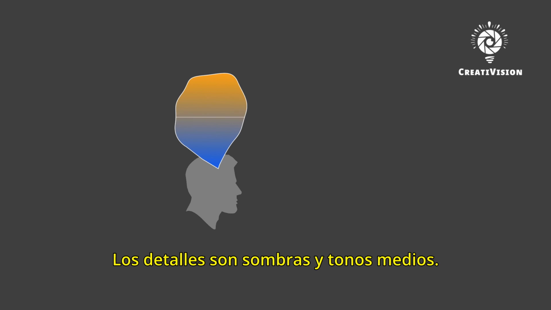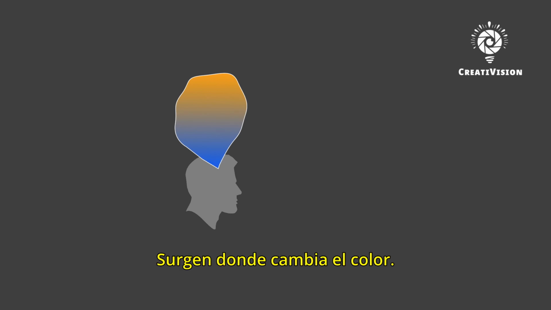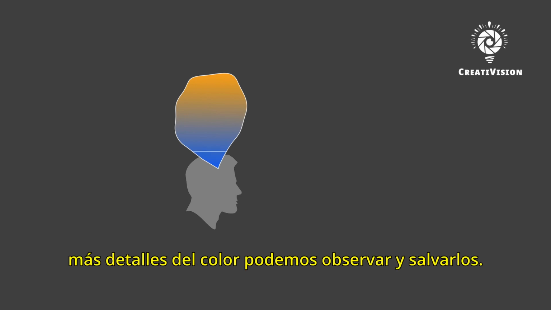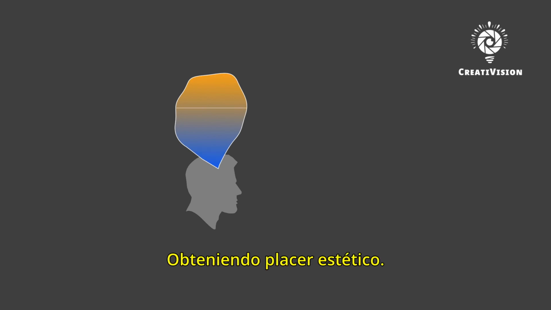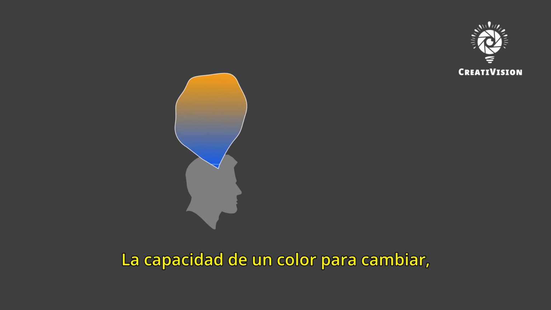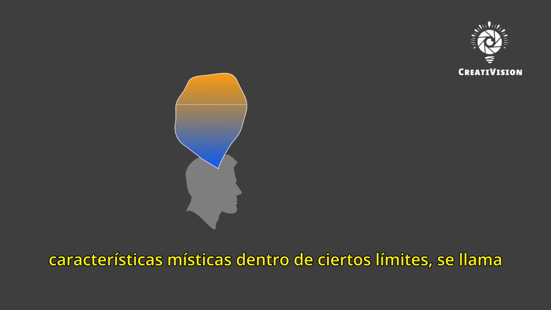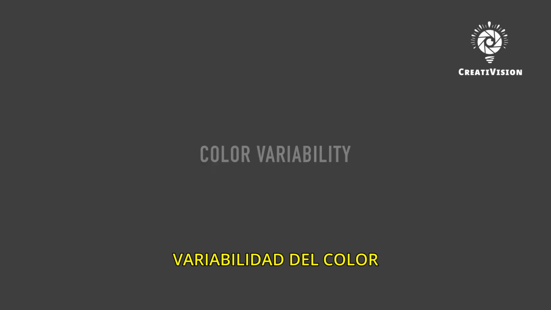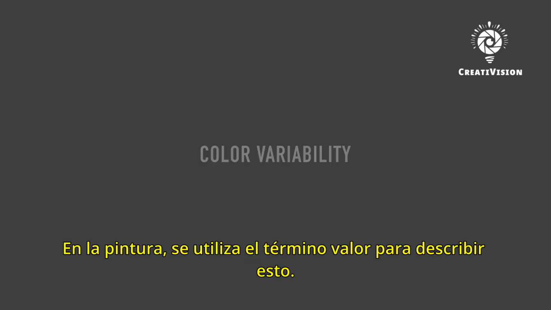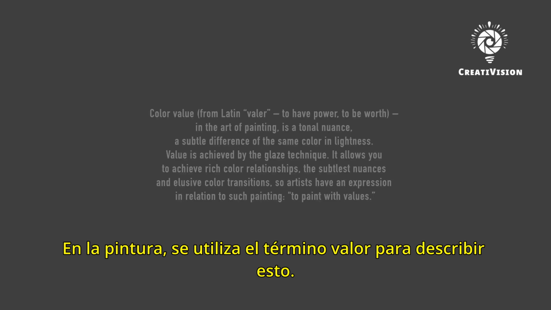Color details are shades and midtones. They arise where the color changes. The smoother the color change, the more color details we can observe and savor them, getting aesthetic pleasure. The ability of a color to change, or one might say vary, according to certain characteristics within certain limits, is called color variability. In painting, the term value is used to describe this.